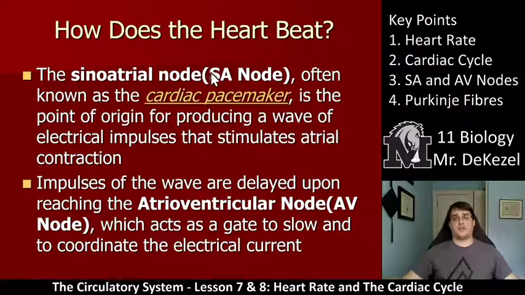So the sinoatrial node, or SA node, that's point 3 here, is the point of origin for producing a wave of electrical impulses that stimulates the atrial contraction. So essentially, the sinoatrial node starts the whole thing. It produces an electrical signal, and it stimulates the contraction of the atria.